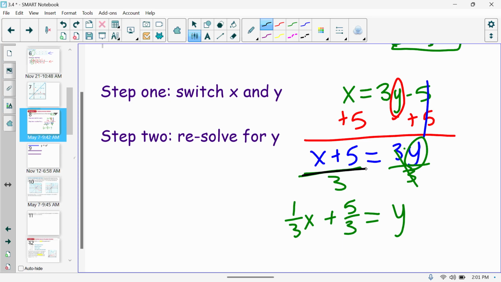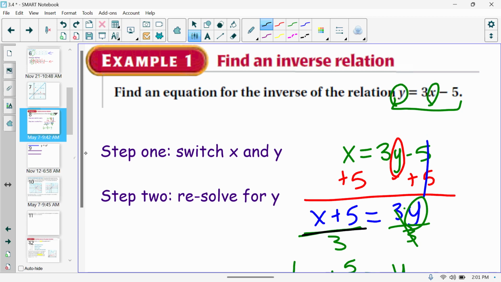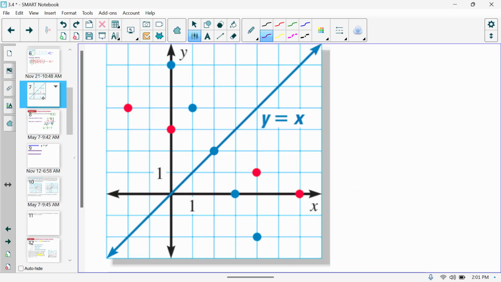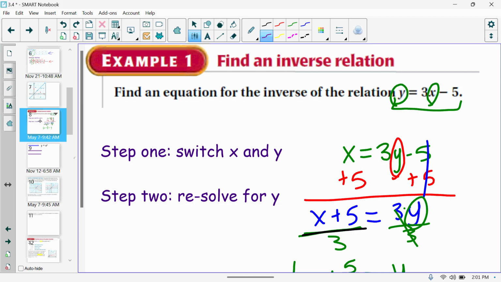So again, if we were to take this and put it into y1 in our calculator and put this in y2 and graph them at the same time, guess what? You're going to see two functions that look like they're mirror images of each other over this line. They would both be linear functions, but they would still look like they were flipped over that line, because that's what happens with inverses.